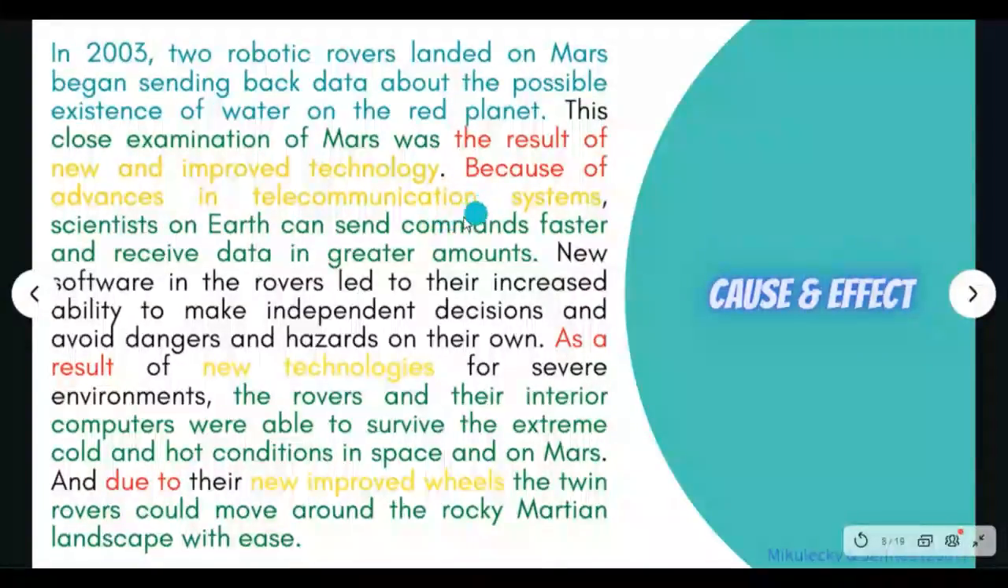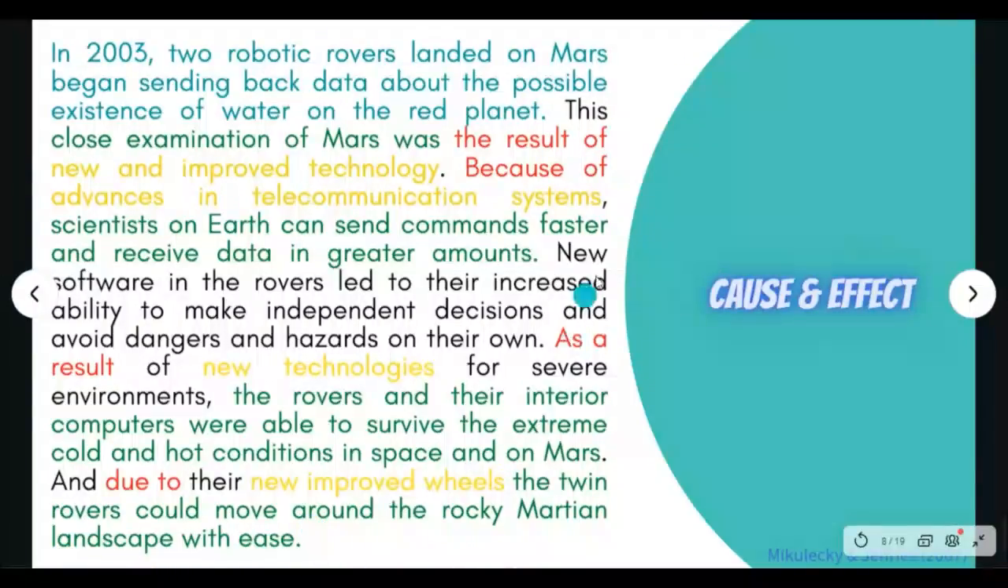While the effect can be seen in green. What is the effect of improved technology? Scientists on Earth can send commands faster and receive data in greater amounts. And then in other sentences, the rovers and their interior computers were able to survive the extreme cold and hot conditions in space and on Mars. This is the result of new technologies. And then the last one is new improved wheels as the cause, resulting in the twin rovers being able to move around the rocky Martian landscape with ease.